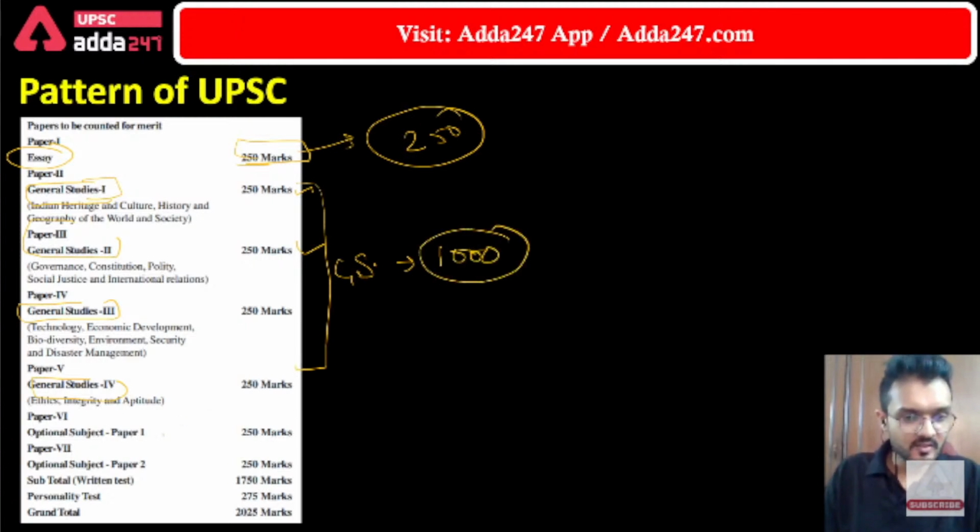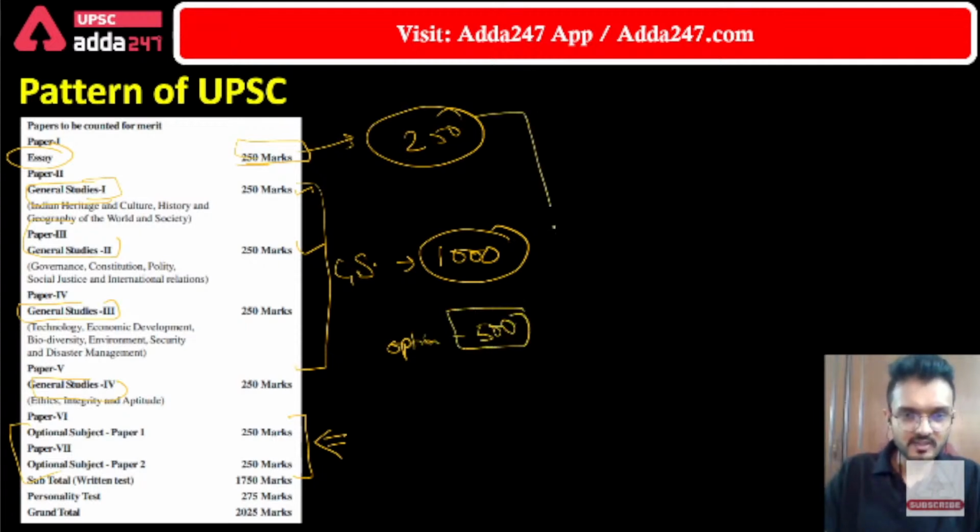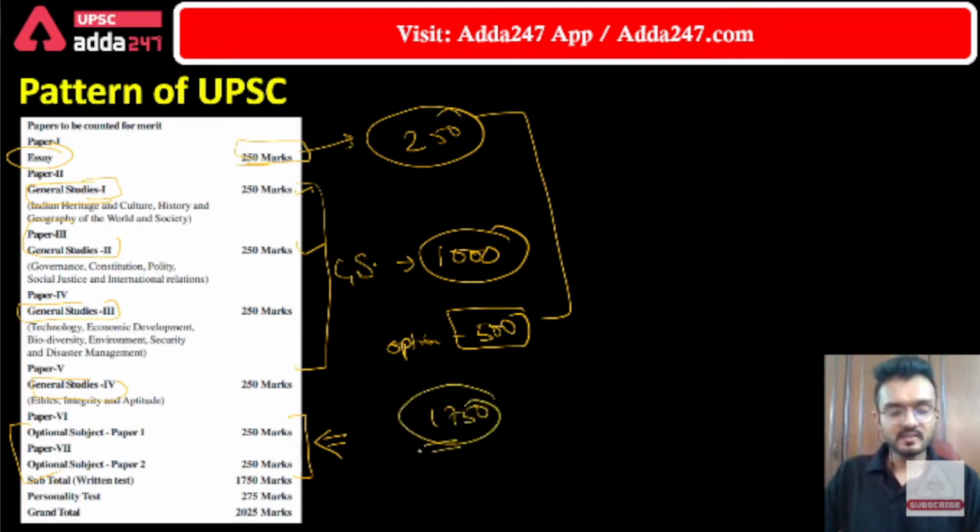And then there is an optional paper. Each candidate has to select one optional for the UPSC, and there are 2 papers from that optional. So the optional consists of 500 marks. So the total is 750, and out of this 750, the mains cutoff will be decided.